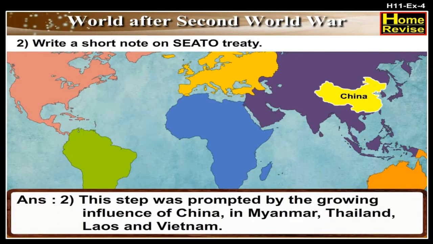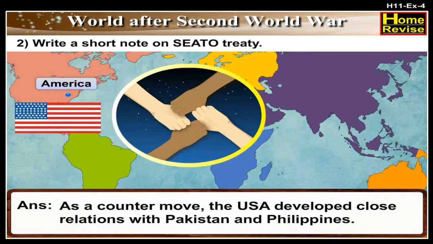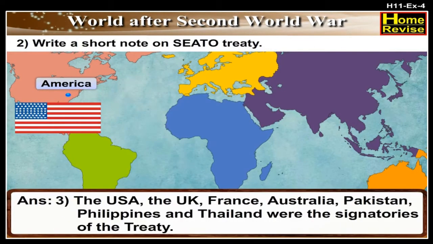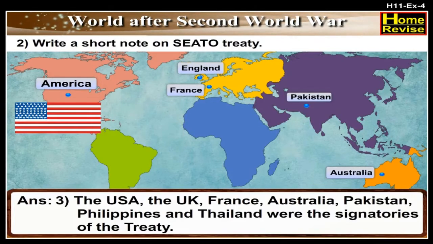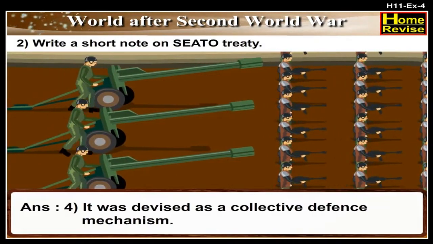Number 2. This step was prompted by the growing influence of China in Myanmar, Thailand, Laos, and Vietnam. As a countermove, the USA developed close relations with Pakistan and Philippines. Number 3. The USA, the UK, France, Australia, Pakistan, Philippines, and Thailand were the signatories of the treaty. Number 4. It was devised as a collective defense mechanism.